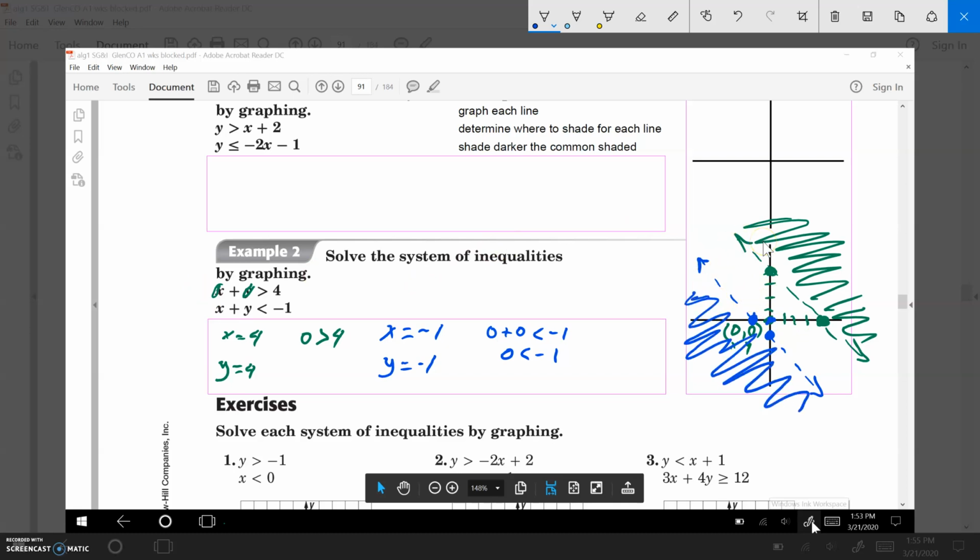In this case, we shouldn't see this very often, but there's nothing overlapping. So this is what we got. Okay?